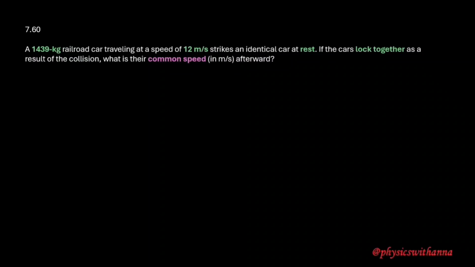In this video, we are going to discuss how to calculate the common speed of objects involved in inelastic collision. Question 7.60. A 1439 kilogram railroad car traveling at a speed of 12 meters per second strikes an identical car at rest. If the cars lock together as a result of the collision, what is their common speed afterward?